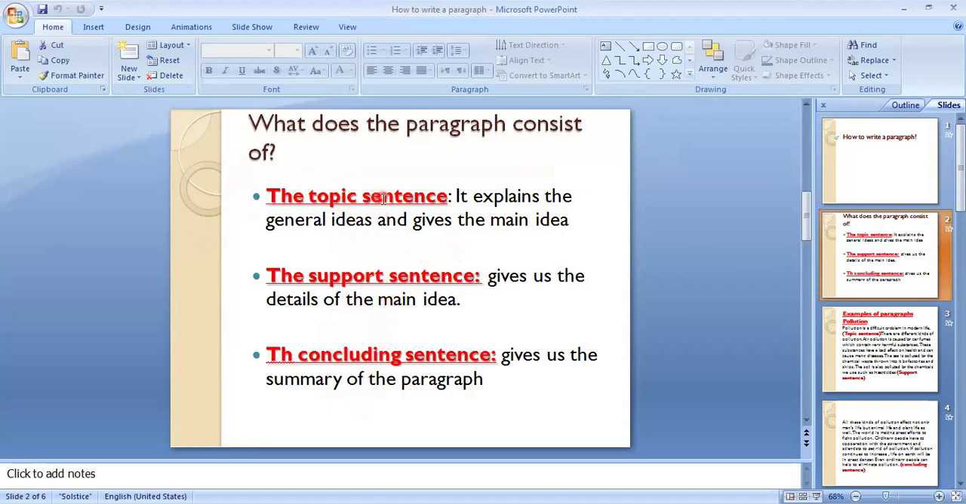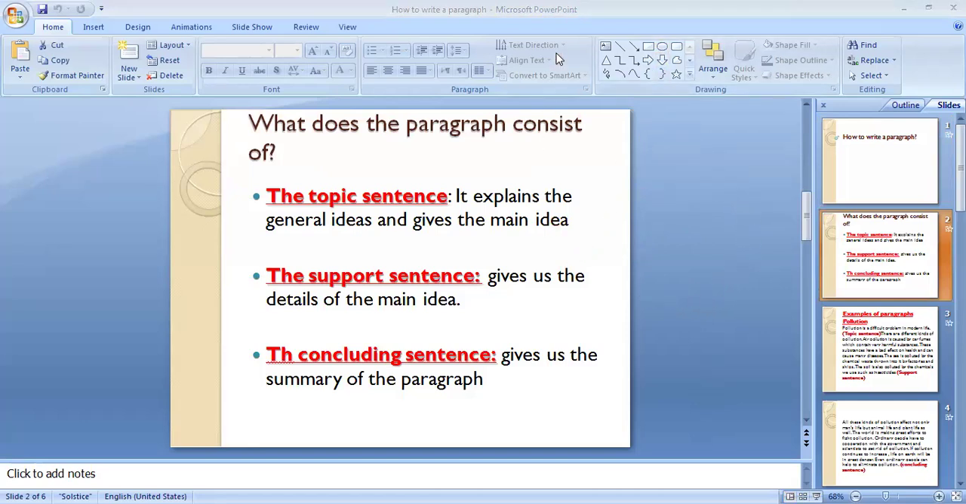Okay. What is the topic? Topic explains the general idea and gives us the main idea. Support sentence gives you details about this idea. Concluding gives you the brief or the summary of the paragraph. Let's apply these steps on our paragraphs.